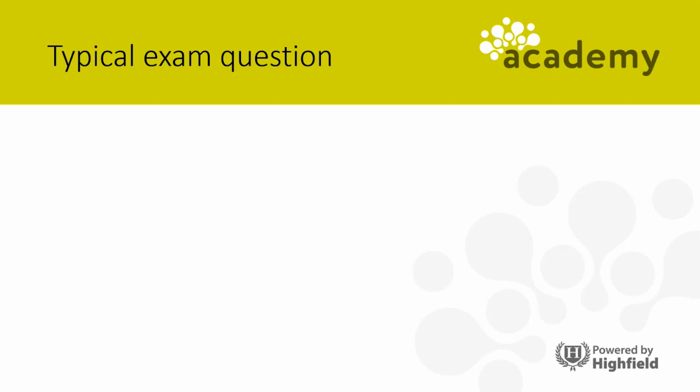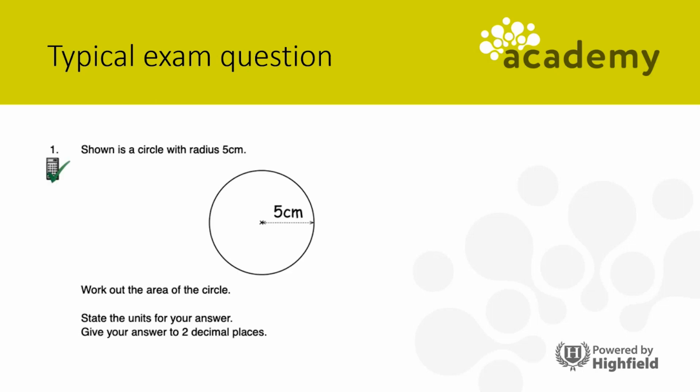Let's look at a typical exam question. Shown is a circle with a radius of 5 centimeters. Work out the area of the circle and state the units for your answer. Give your answer to 2 decimal places. Press pause, have a go at answering the question, and press play when you're ready to see the answers.